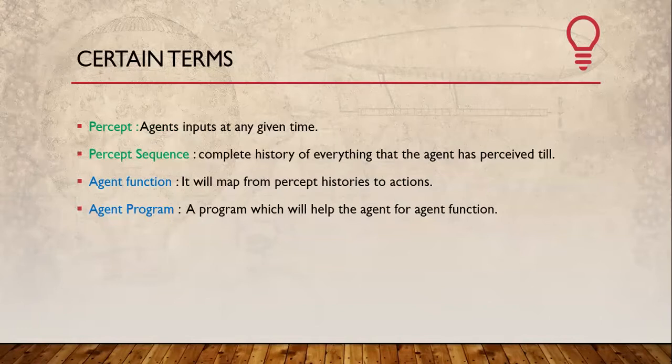So the one term that we already learned now is about agent. Agent is something which we may be using throughout the subject. So we now should be very well aware of the definition of agent, that it is a certain thing which is going to perceive from the environment through sensors, and then it is also going to react upon the environment through the actuators.